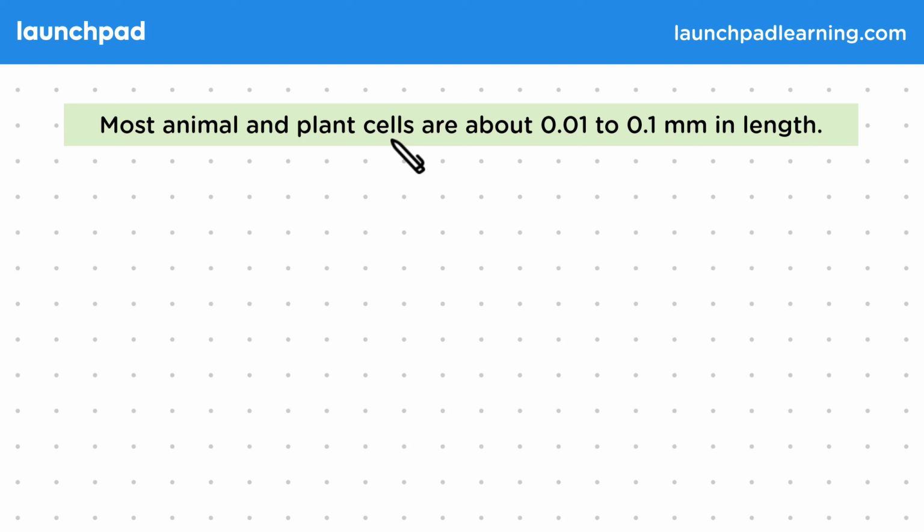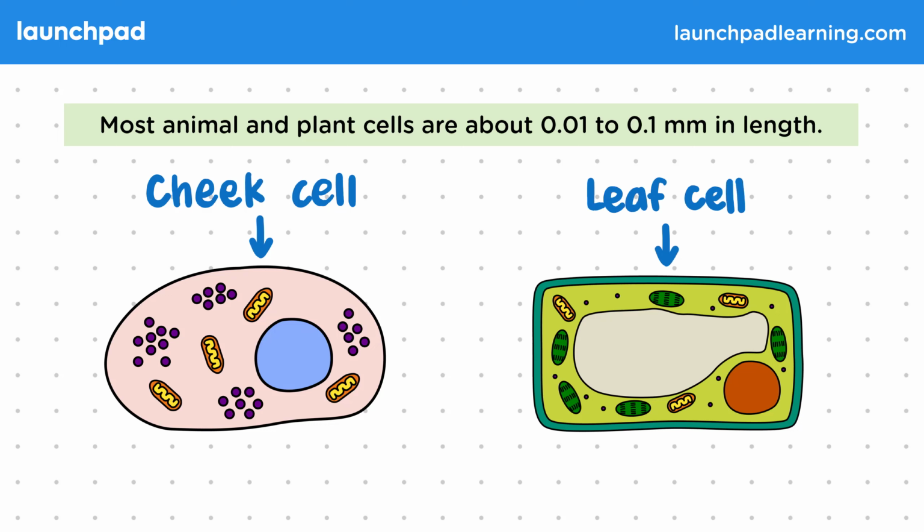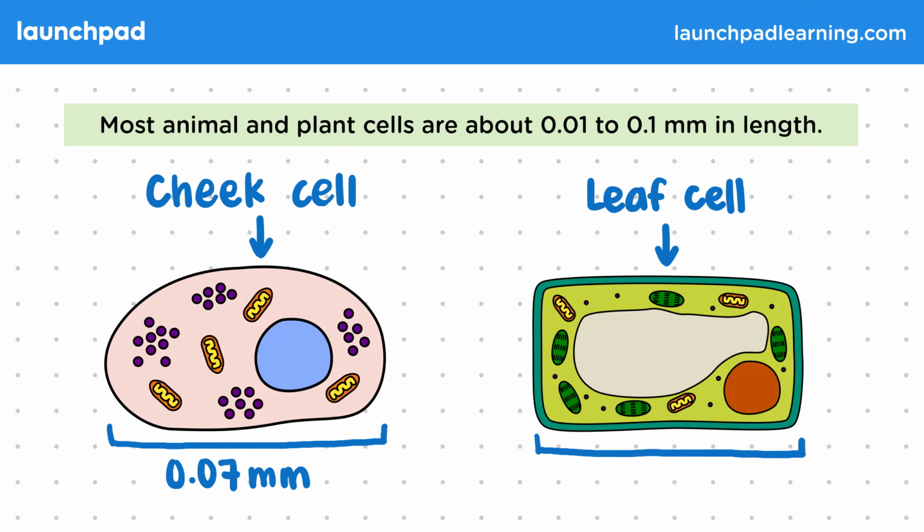Most animal and plant cells are about 0.01 to 0.1 millimeters in length. On your screen now, there is an example of an animal cell. This is a cheek cell. And an example of a plant cell. This is a leaf cell. These two cells are about the same size, but plant cells can grow much larger than animal cells.